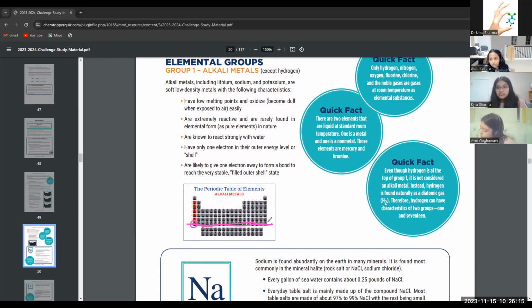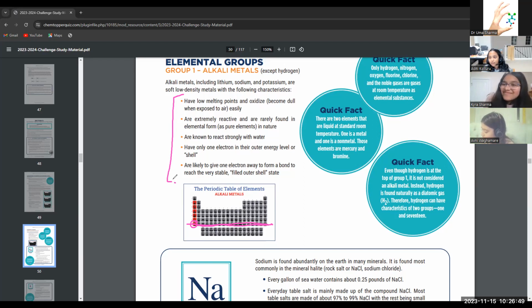The lowest, because they can lose electrons easily. And that's why they are very reactive metals. So do they have the highest electronegativity or lowest electronegativity? Avni, you are trying to answer. Lowest, because they are biggest. Avni was just trying to answer, but Aditi answered.